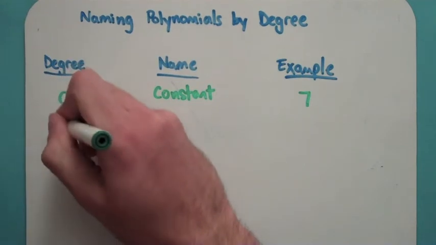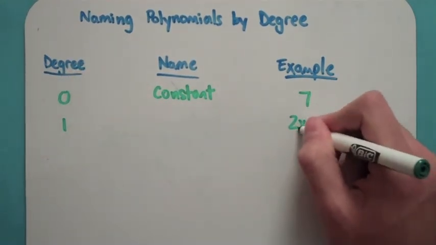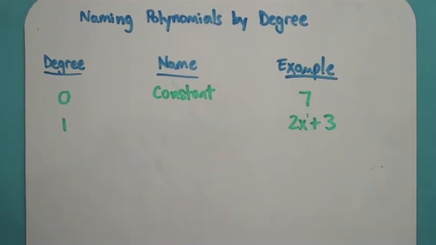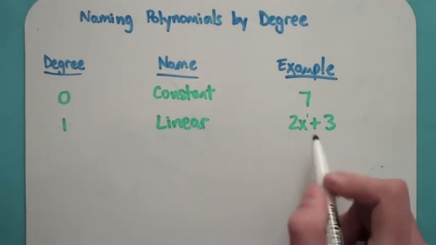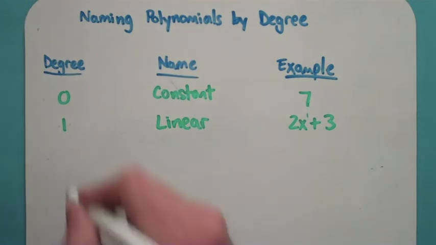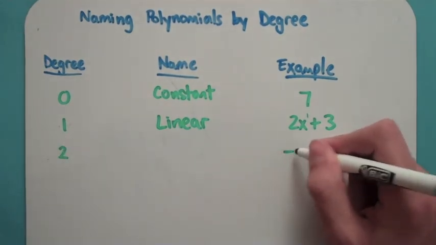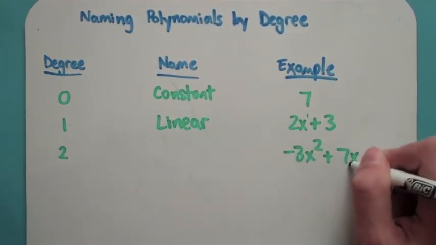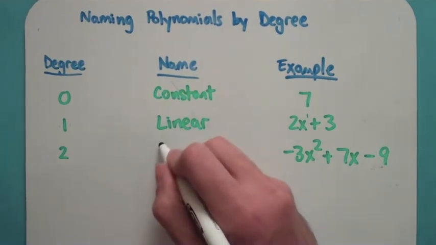If we have a polynomial of degree 1, that might be something like, say we had 2x plus 3. The biggest exponent on x is a 1 there. That's called, you guys should know that one already, that's linear. So if our biggest exponent is 1 on an x, it's going to be linear. If it's degree 2, that would be something like -3x squared plus 7x minus 9. Biggest exponent is 2 here. That's called a quadratic.